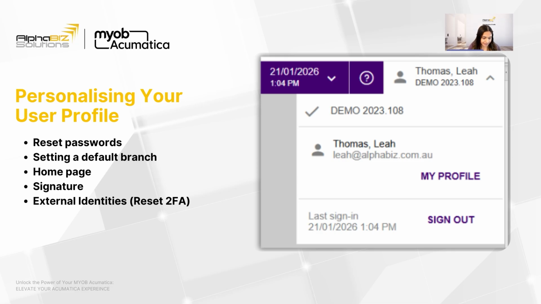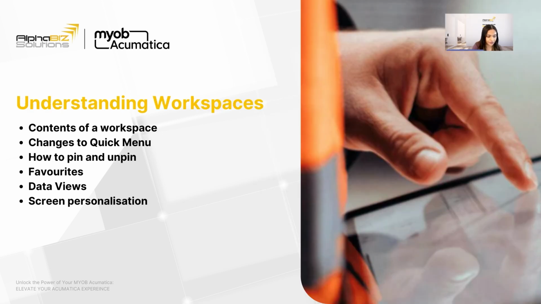Yeah. Thanks, Adam. So then back to personalizing your user profile. So you did see reset password, setting default branch, your homepage, signature, reset 2FA. So the next thing I would like to speak about is workspaces, right? Or you might refer to it as modules, or the thing on the left, but it's called Workspace in Acumatica.